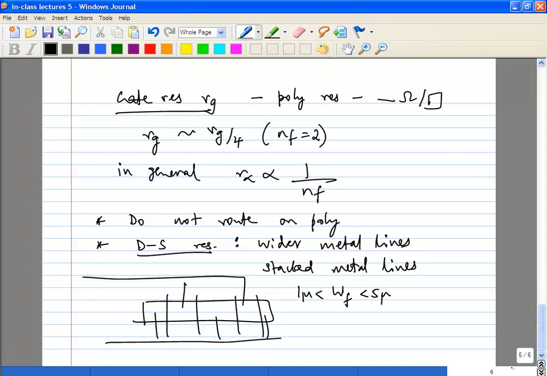Obviously there are cases where, if the transistor is not in the signal path, you don't care too much. If your gate resistance is not particularly significant, let's say you have a control line where you're using an inverter, you really don't care.